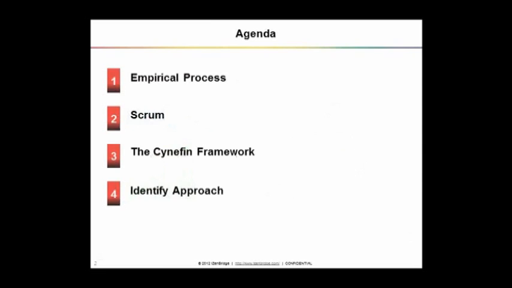Today we will talk about empirical process. The people who are practicing Scrum must know that Scrum is an empirical process. We will talk briefly about Scrum, because we are talking about where to use Scrum. Then we will talk about the Cynefin Framework, which is helpful to identify what type of process is suitable in a given situation. And then we will play some polls by which we will try to identify various scenarios and the appropriate methodology for those scenarios. So this is the agenda for this particular session.